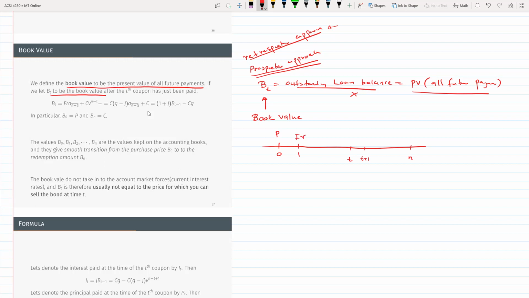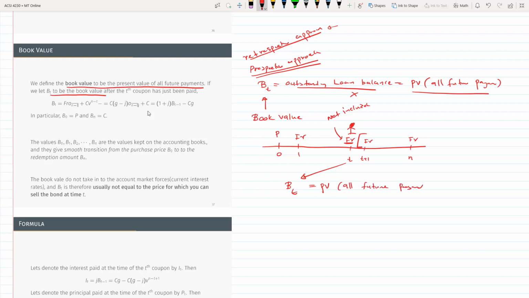So you are paying coupon amount Fr. Then I am standing here. So you want to know the remaining present value of all future coupon payments. So you would write Bt at this time point is the present value of all future payments. So we are thinking about only this. Okay, so this one is not going to be included for this calculation.